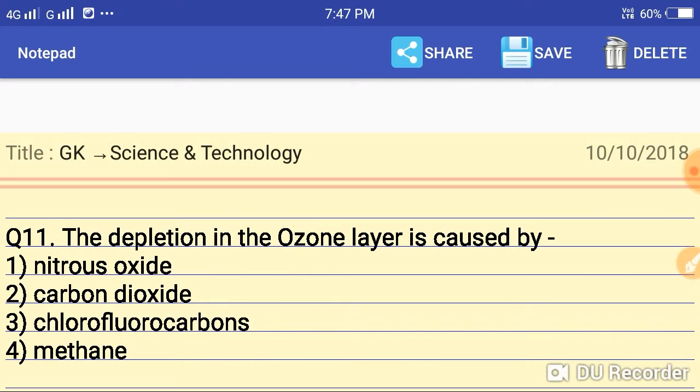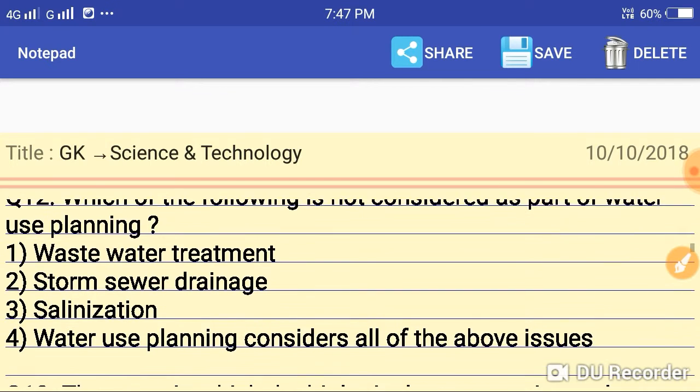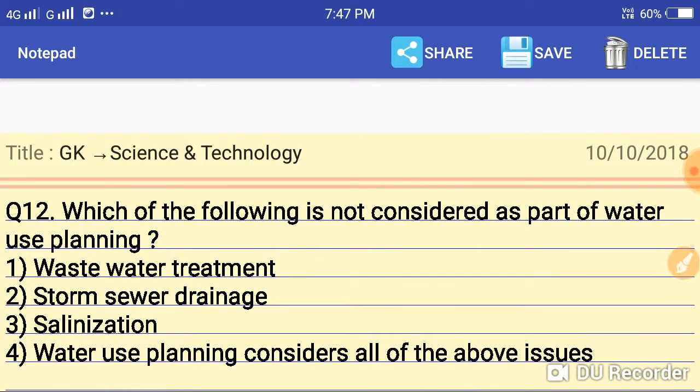The depletion in the ozone layer is caused by, important question. Question number 11, right answer option 3, chlorofluorocarbons. Next question. Question number 12. Which of the following is not considered as part of water use planning? Right answer is option 4. Water use planning considers all of the above issues.